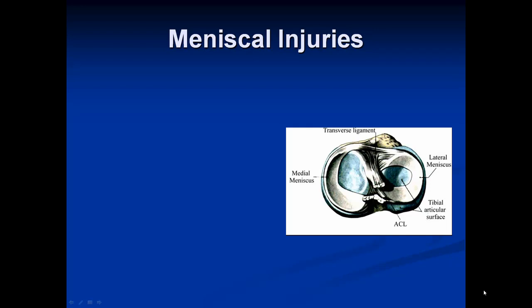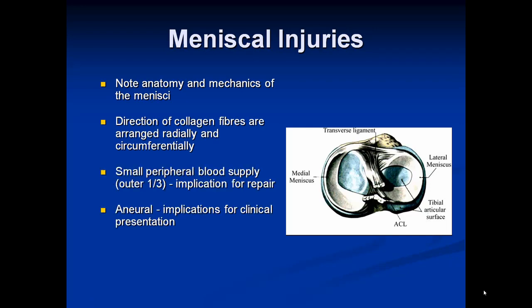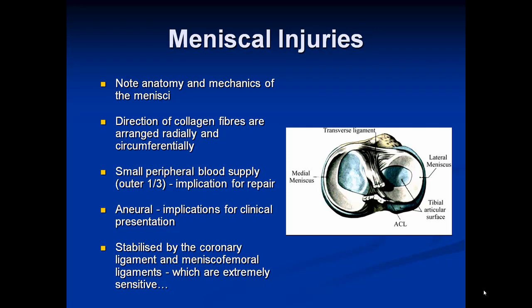Now we will consider other injuries, more meniscal and ligamentous, around the knee joint. You will have considered during the anatomy the anatomy and mechanics of the medial and lateral menisci, and how the collagen fibres of these structures radiate around and circumferentially. They have very little blood supply; there will be blood supply in the outer third, but this doesn't persist into the rest of the menisci, and so there is a heavy implication here for repair.